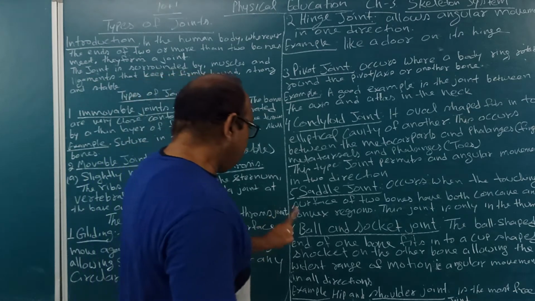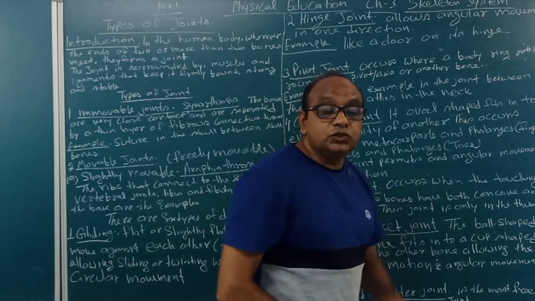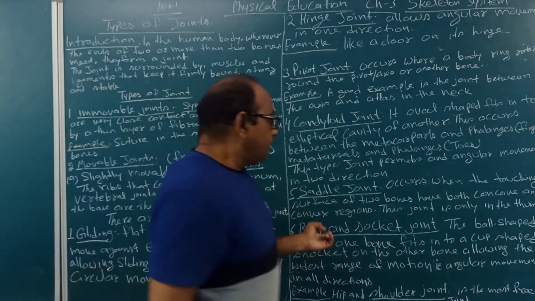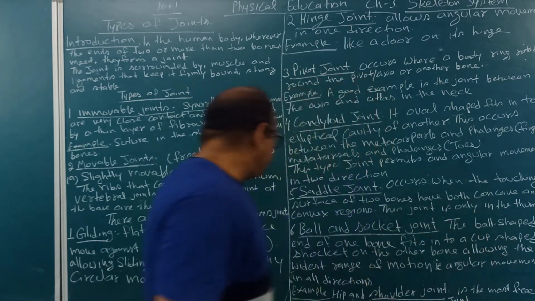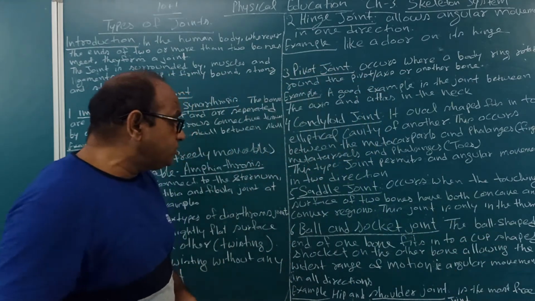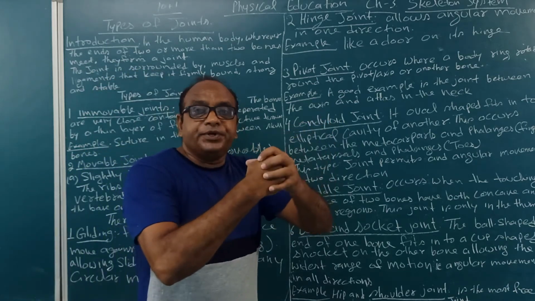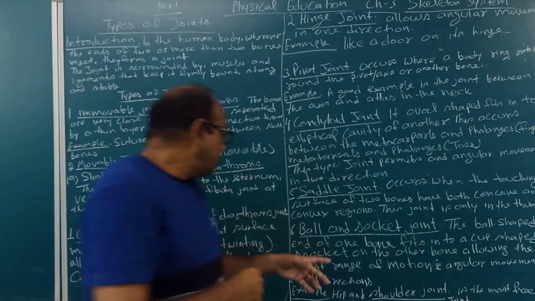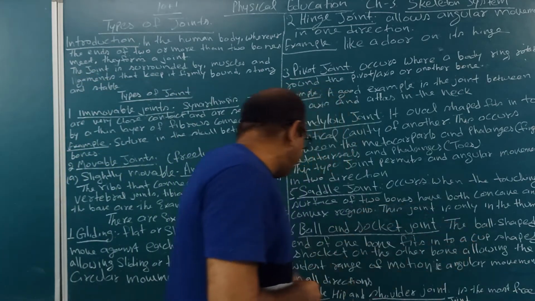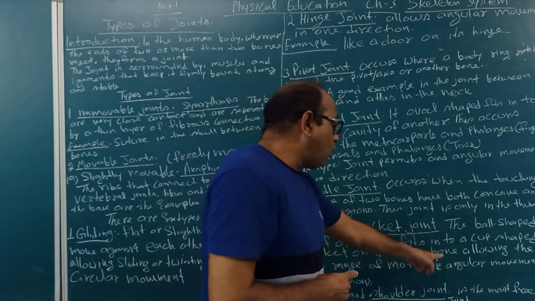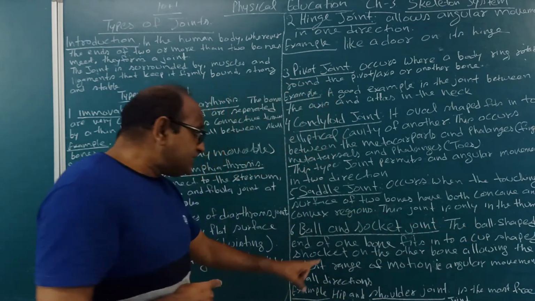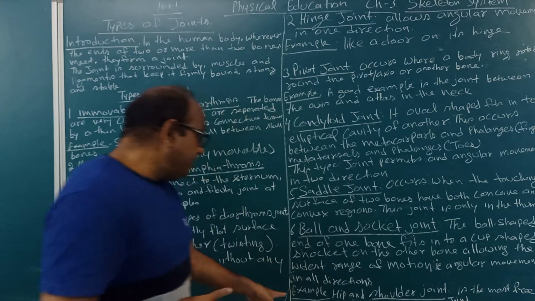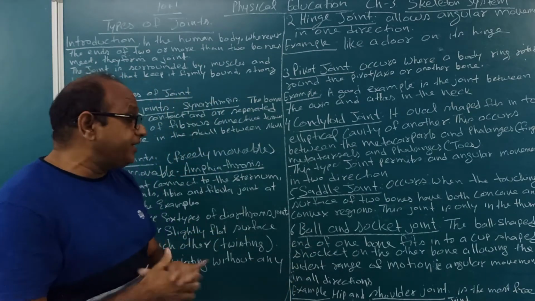Next point is ball and socket joint. Here the ball shaped end of one bone fits into a cup shaped socket on the other bone, allowing the widest range of motion for angular movement in all directions. This is your ball. Example, angular movement in all directions.